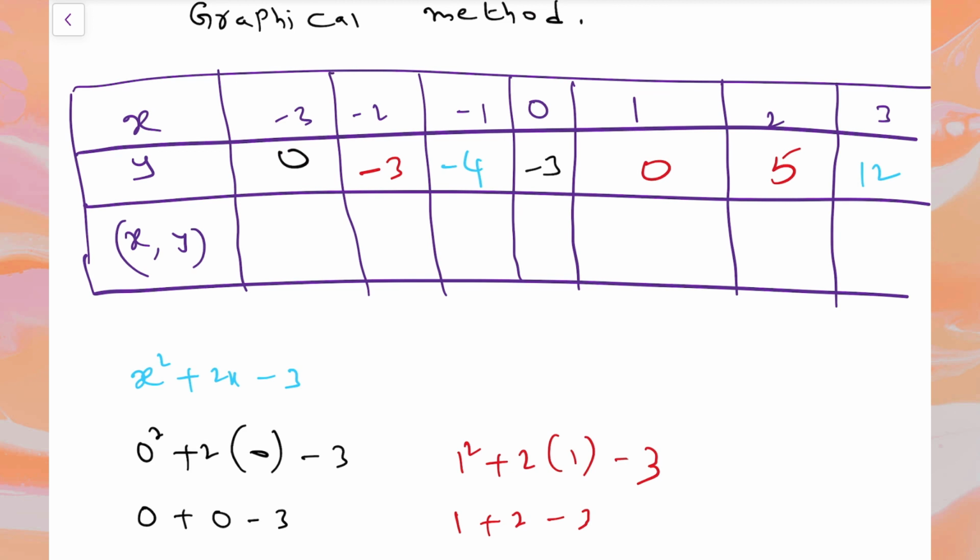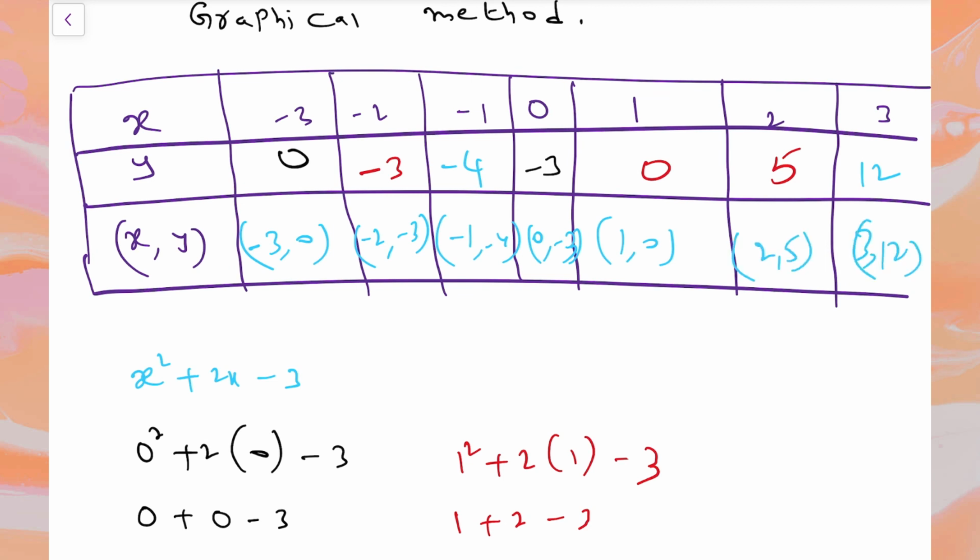Then if you write the points, this will be minus 3 comma 0, this is minus 2 comma minus 3, this is minus 1 comma minus 4, 0 comma minus 3, 1 comma 0, 2 comma 5, 3 comma 12. These points, if you represent them on the graph, you will get the figure.